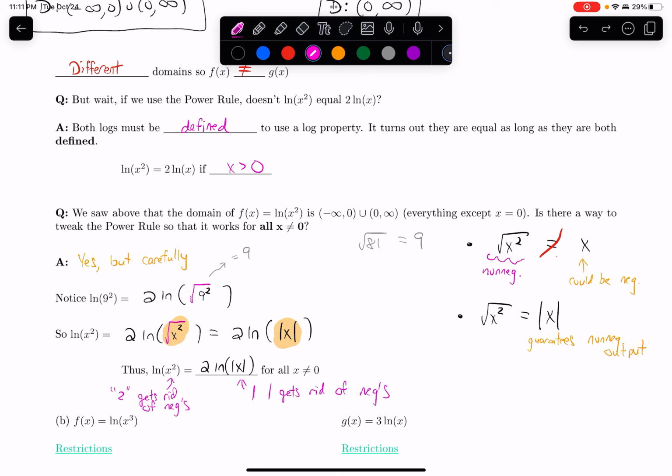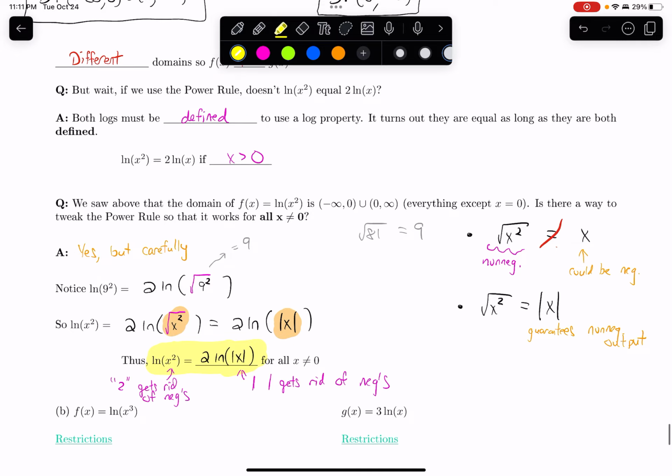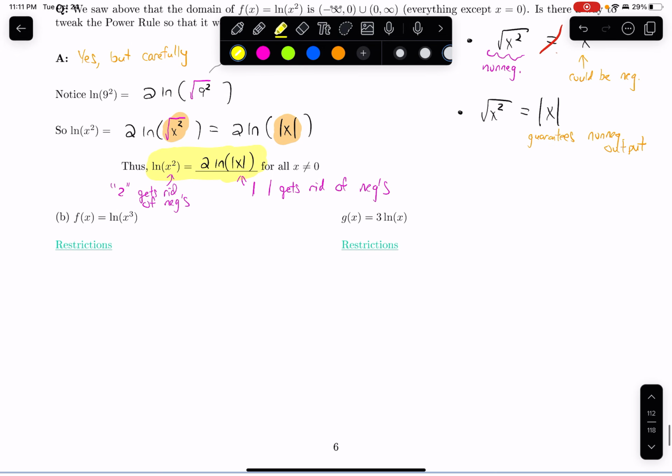Okay, so I am going to highlight this. ln of x squared in general is actually 2 times ln of absolute value of x. I need that absolute value there so now that their domains match. And now both sides have a way of wiping away negatives. Okay. All right, let's do another example.